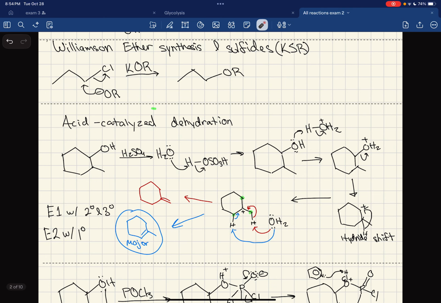Acid catalyzed dehydration. Cool. All right, you need a strong acid for this. That's important to know.